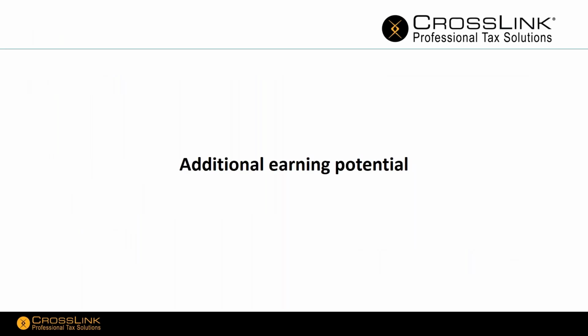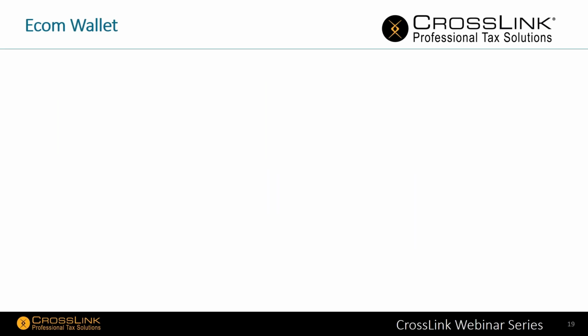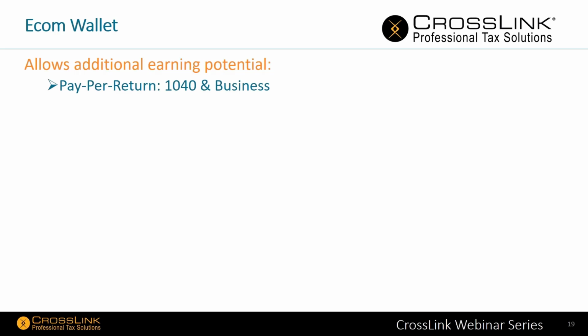Okay, so now to our last section of additional earnings potential. So what does this mean? Well, Crosslink has introduced our Ecom Wallet, where you can control your earning potentials for a new product that we have, pay per return, our remote signature fees, and our e-file revenue generator. So this is where these programs will be housed.